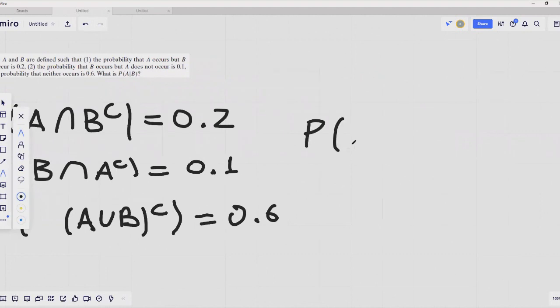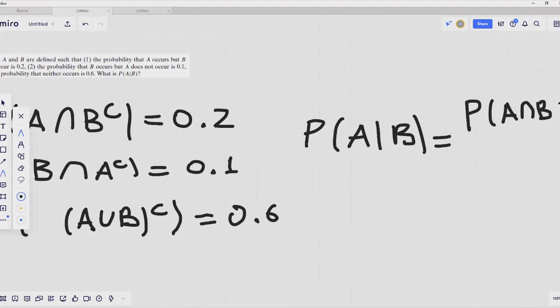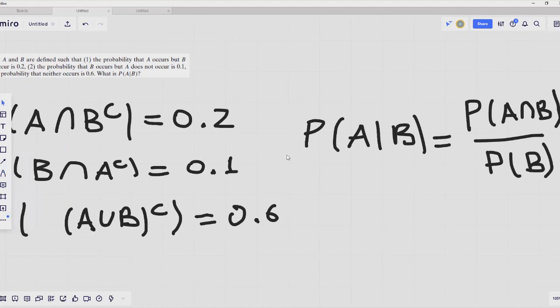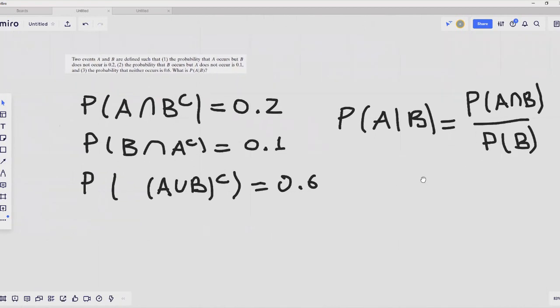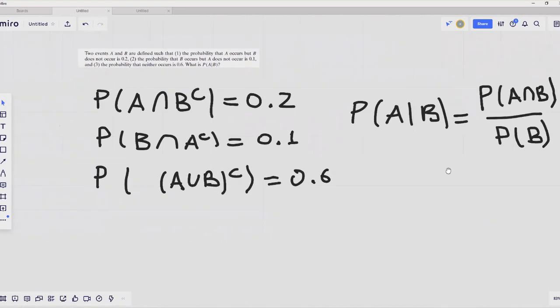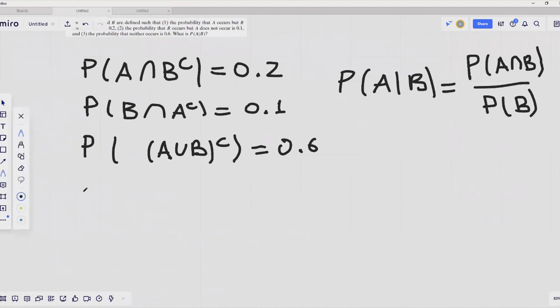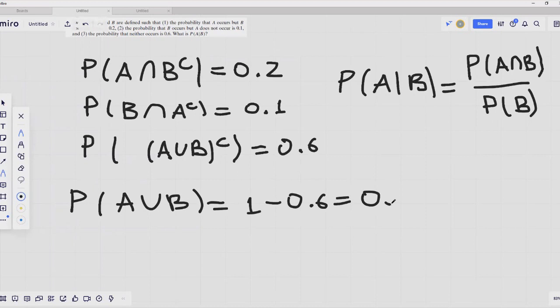We are searching for the conditional probability of A given B, which is equal to the probability of their intersection over the probability of B. We don't know the numerator, and we don't know the denominator. Let's start by finding the probability of their intersection. All right, so we know the probability of the complement of their union, meaning that the probability of their union is equal to 1 minus 0.6, which is equal to 0.4.